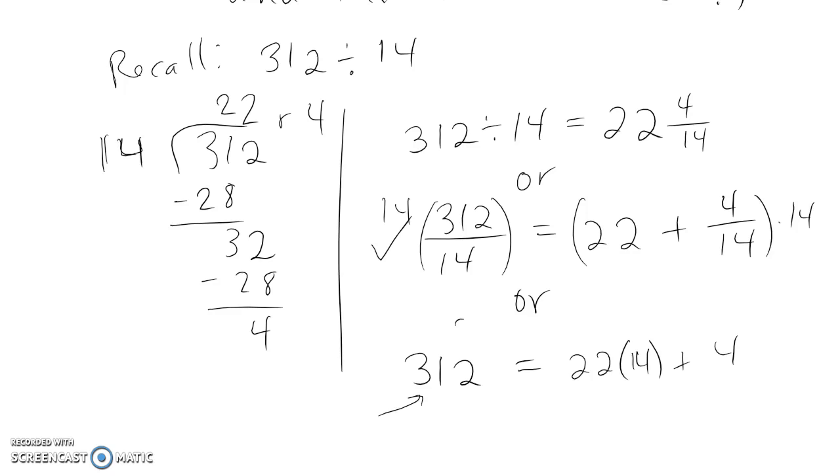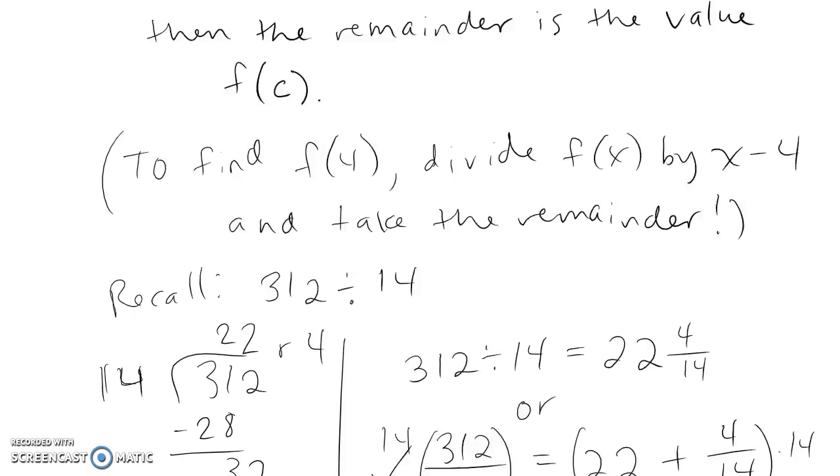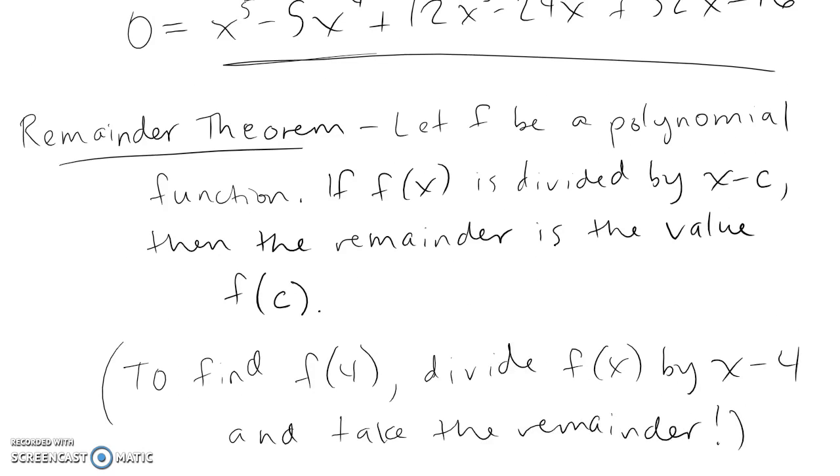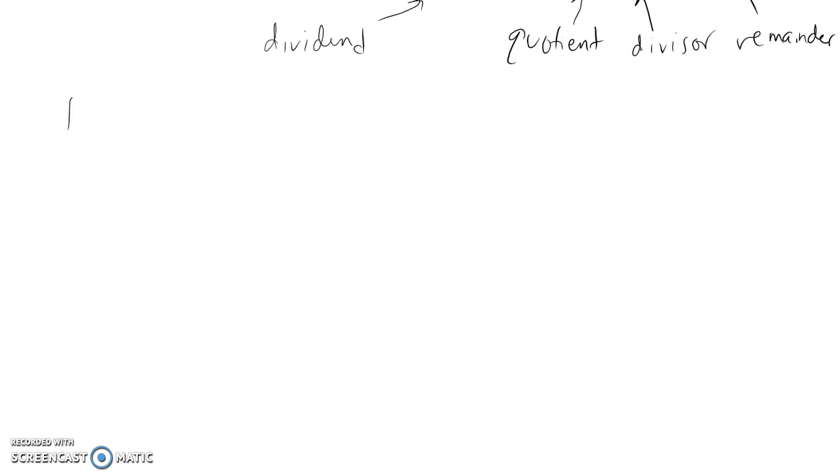So this number in my division is called the dividend. It's the number that we're dividing. This number here is called the quotient. This number here is called the divisor. That's what we divided by. And 4 is the remainder. So, remember that? All right, now we're ready to do the proof. Remember what we're trying to prove. We're going to show that if f is a polynomial function and we divide it by x minus c, then the remainder is the same thing we get for f of c. So here's our proof.